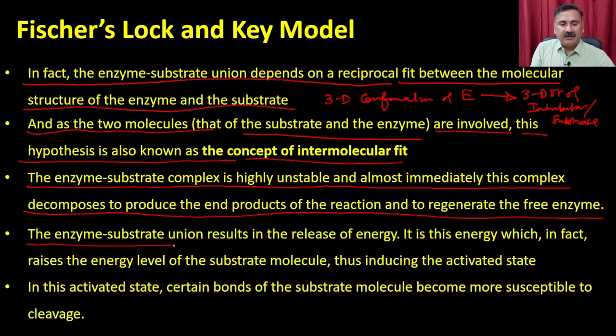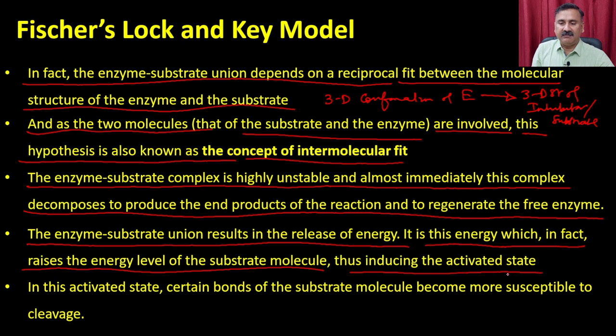The enzyme-substrate union results in the release of energy. This energy raises the energy level of the substrate molecule, thus inducing the activated state. In this activated state, certain bonds of the substrate molecule become more susceptible to cleavage, and that's how the substrate is converted into the product.